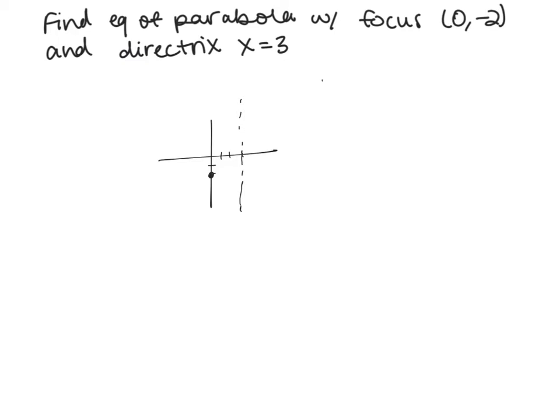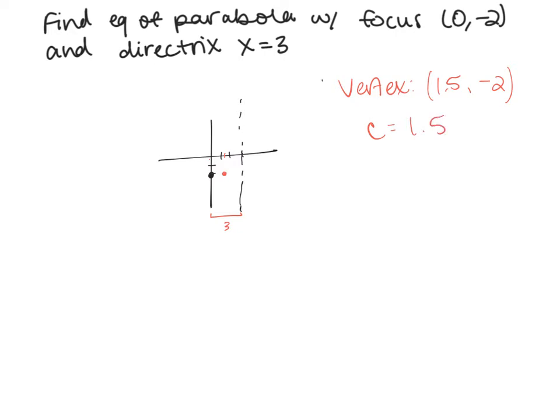The vertex is going to be exactly halfway between those points. So if we have 3 units from the focus to the directrix, that means the vertex is going to sit halfway between that at 1.5. So right away we know our vertex is at (1.5, -2). We also, from that, already found our c value, because that's the distance from the vertex to the focus or directrix. So our c value is 1.5.